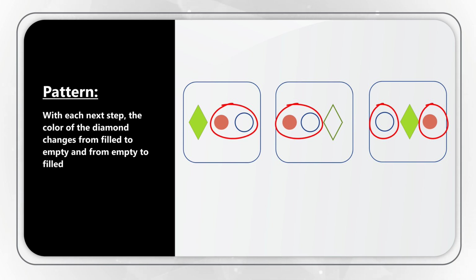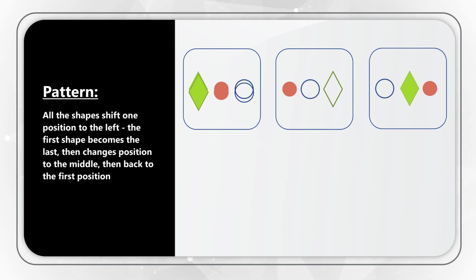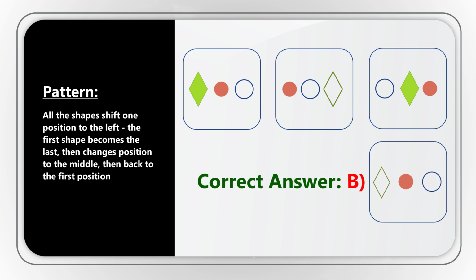But unlike colors of the circles, the color of the diamond changes from filled to empty and then from empty to filled. You can also notice that all shapes shift 1 position to the left. The first shape becomes the last, then changes position to the middle, and then back to the first position. Now, as you learned about the pattern, you can calculate that the answer here is choice B. Hopefully you've nailed this question on your own and now know how to answer similar problems on the test.